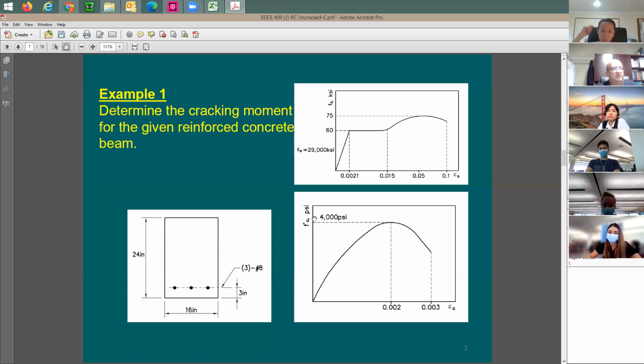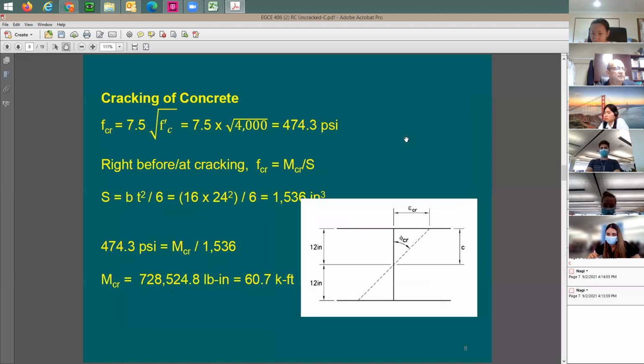Just by looking at this slide here, the only information that's going to be useful to me is going to be this 4,000 psi and this section information. Rebars is not really critical when it comes to pre-cracking. Now, how do you find out the cracking moment?